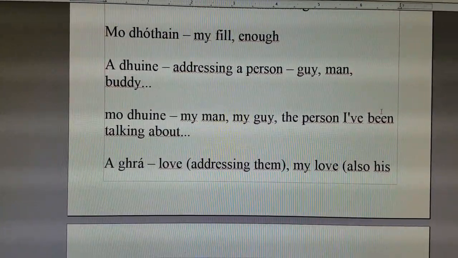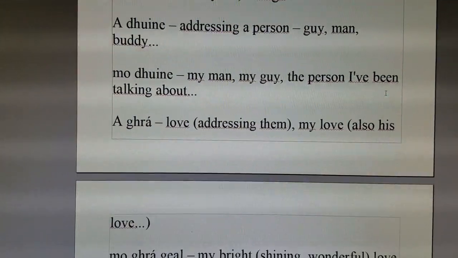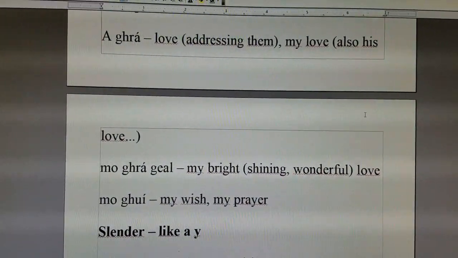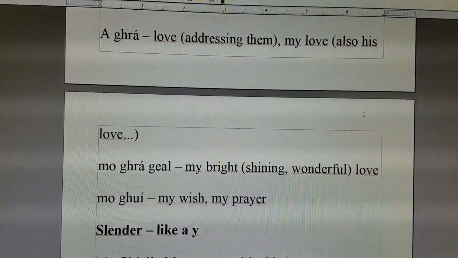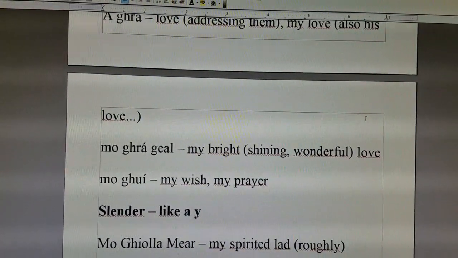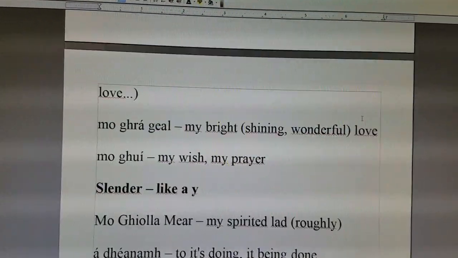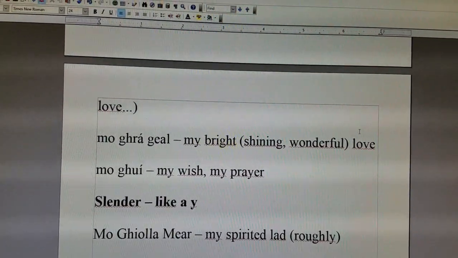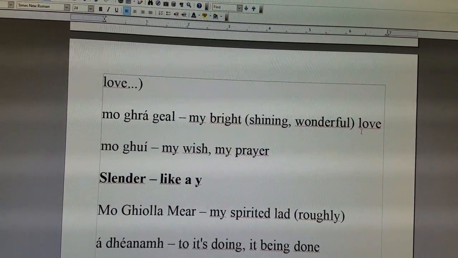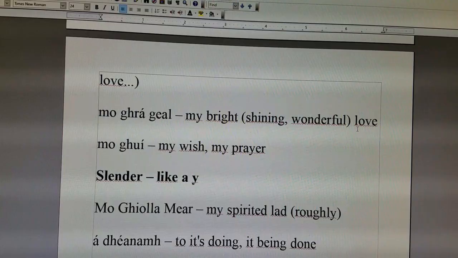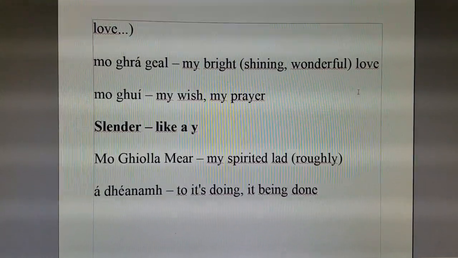Notice that EA there isn't really an A so much in that word. My prayer, my wish. And the slender ones are easy.